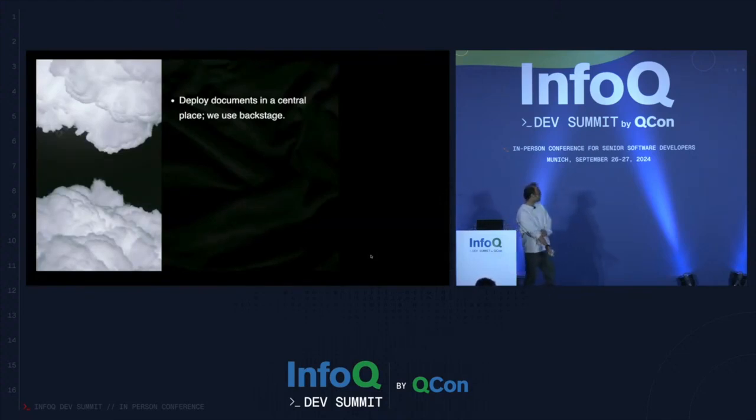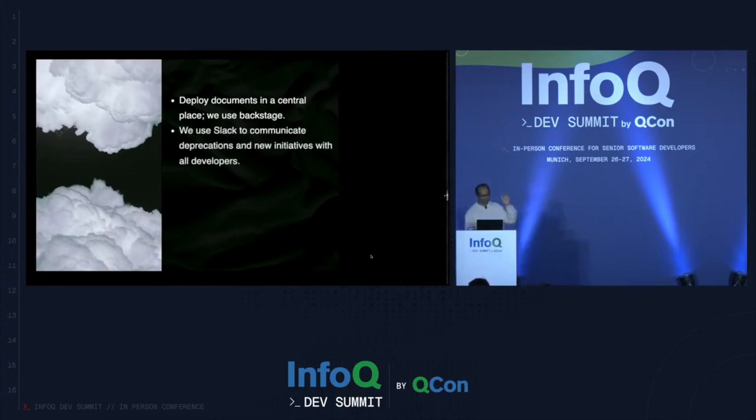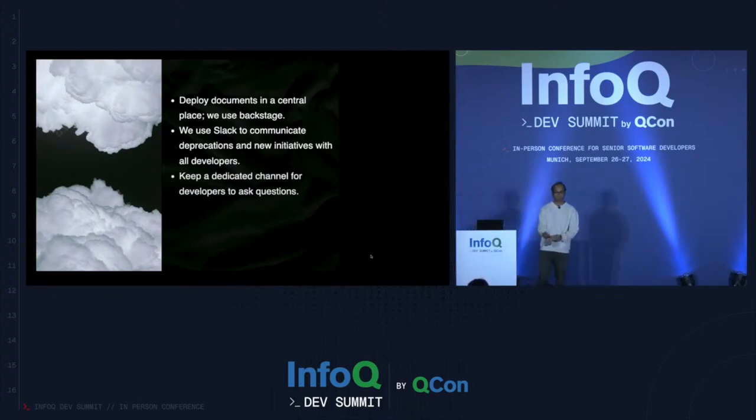So we deploy our documentation on Backstage. This is what we do, so everyone is aware of where the documentation is. We use Slack for all the communications, or any new initiatives or deprecations which we are announcing. And we have a dedicated Slack channel, so just in case developers have any questions, they can ask on this channel. And it actually improves knowledge sharing as well, because if someone already knows something, we don't have to jump in and say, okay, this is how you should do it. And it reduced a lot of dependency on us, the core team.